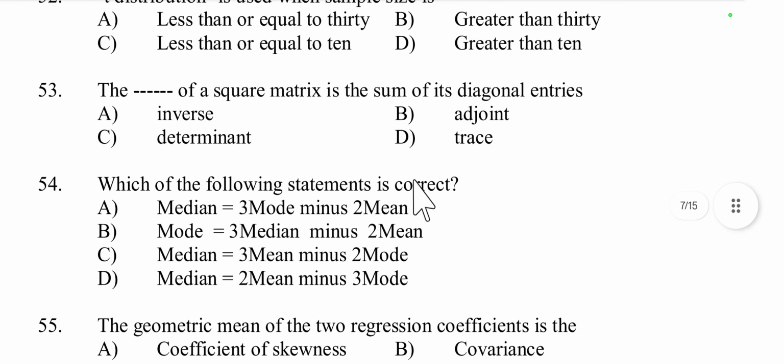Then question number 53. The dash of a square matrix is the sum of its diagonal entries: inverse, adjoint, determinant or trace. It is called the trace.